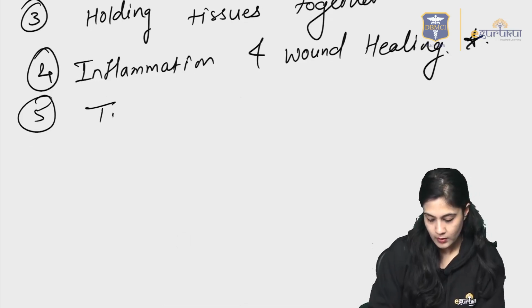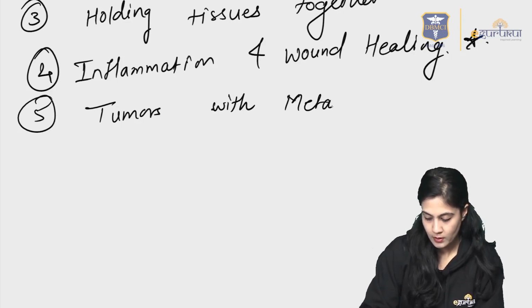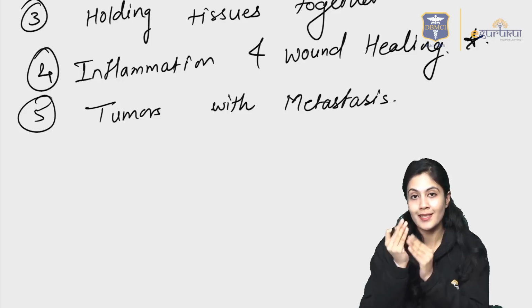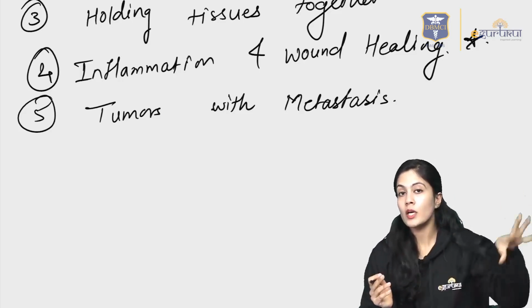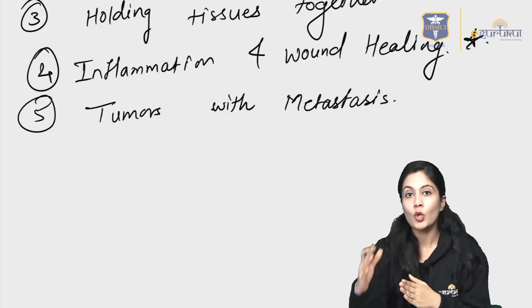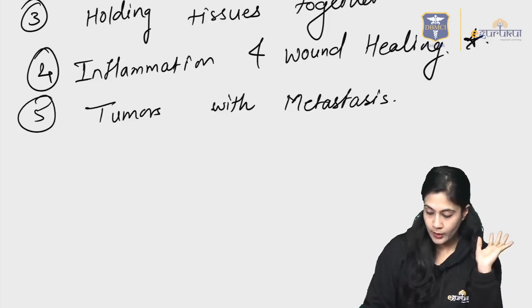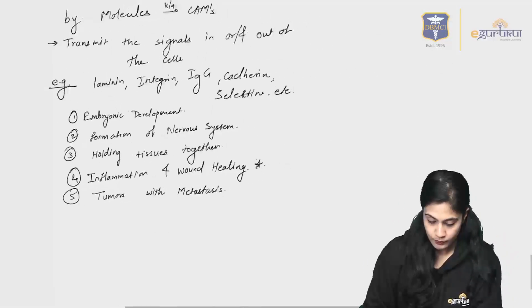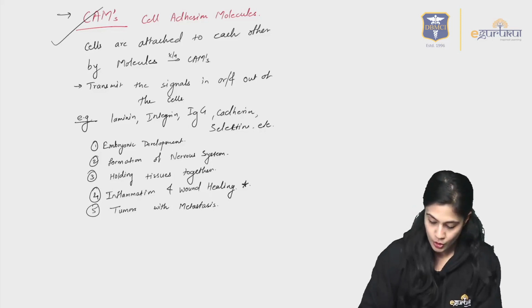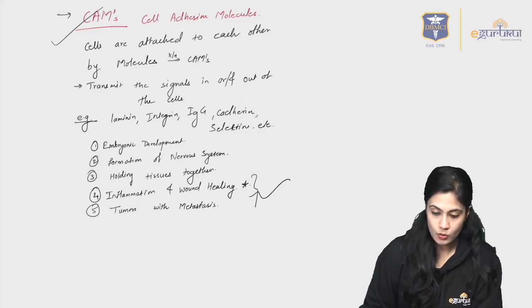Last but not the least, they are important in tumors, especially those tumors which can metastasize. What do you mean by metastasis? If tumor cells break away, they go from one area to another and extend the tumor over there. So CAM molecules try to hold those tumor cells together and not let them flow through the blood and establish somewhere else, right? So over there CAM molecules are very important. If somebody asks you about the clinical significance, you should know at least these 2 points, right?